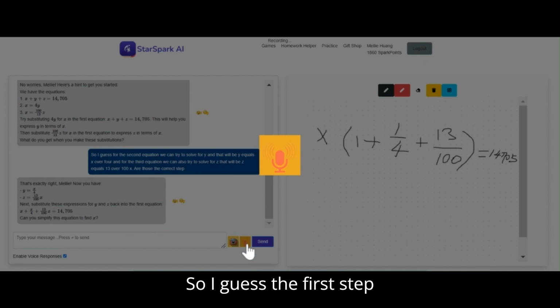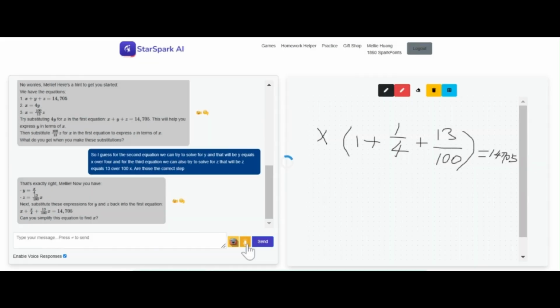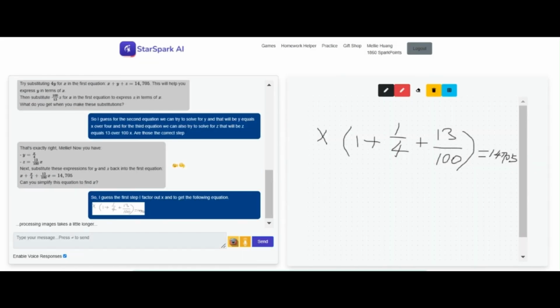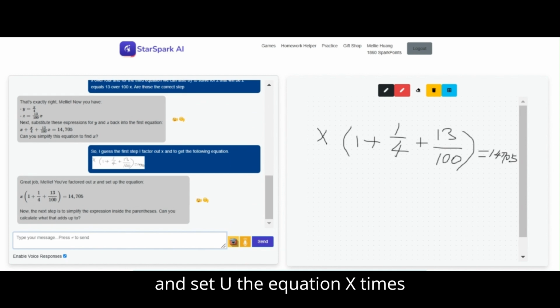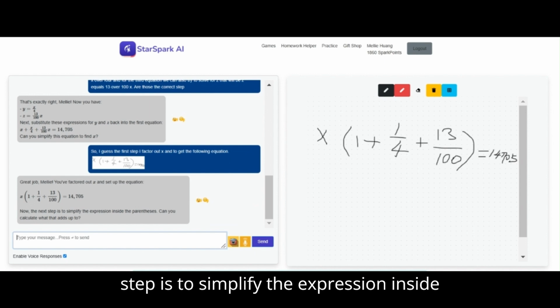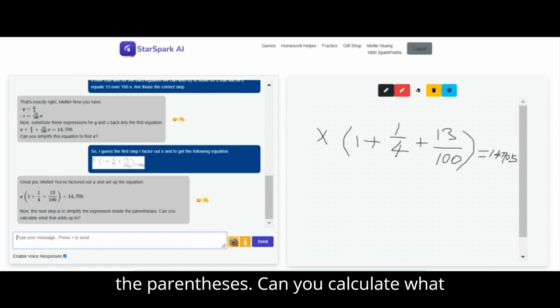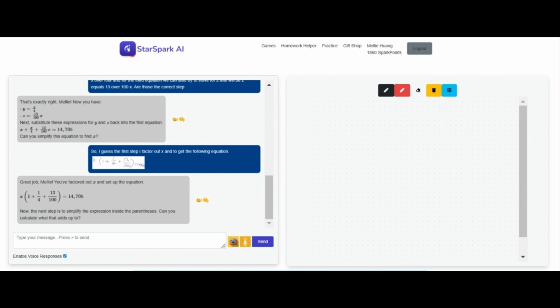So I guess the first step, I factor out x to get the following equation. Great job, Mellie. You factored out x and set up the equation: x times the quantity 1 plus 1/4 plus 13 divided by 100 equals 14,705. Now the next step is to simplify the expression inside the parentheses. Can you calculate what that adds up to?